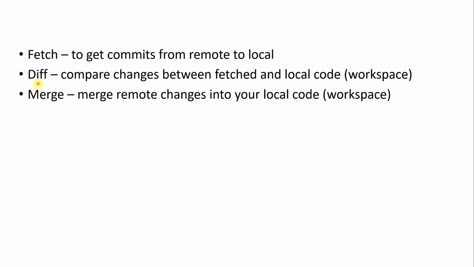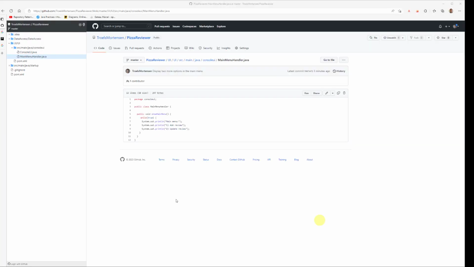You can make a diff, sort of compare the stuff that you just fetched to the working code you have locally, and then if you are happy with that, you can merge the remote changes into your local code. This is actually a checkout, I just figured out. So let's give it a go and see how that works out.